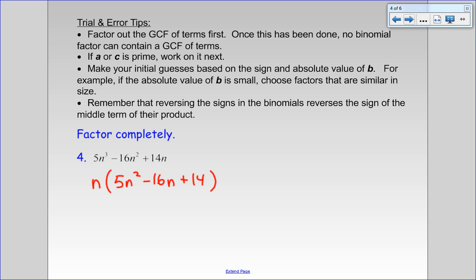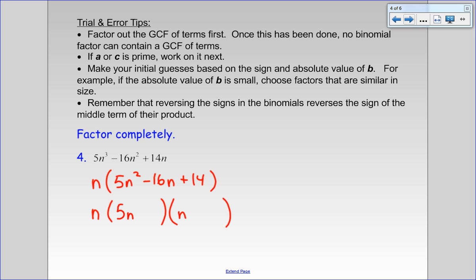And now we'll think about the trial and error process and try to come up with two binomials that have a product of 5n squared minus 16n plus 14. Once again, we are fortunate to have a prime number as our coefficient of n squared, so we will factor that as 5n times n.